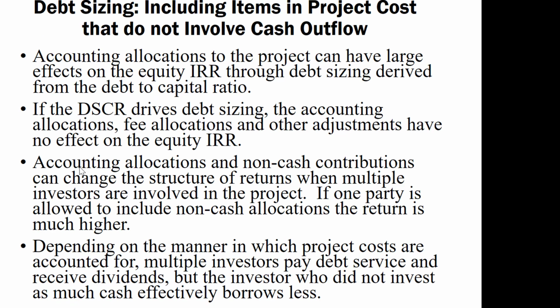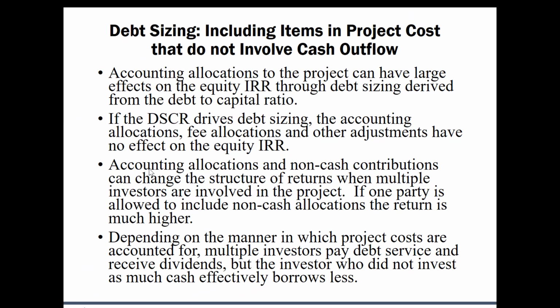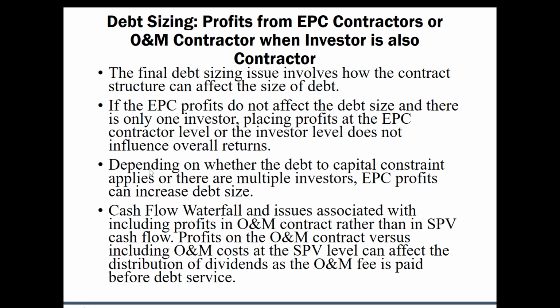Now, when you do that, they can have a big effect on the equity IRR. They can also involve how we allocate costs. They're significant issues. Okay, and if there are multiple investors, whether you assume that you're really spending money or that you're not spending money, it's a good way to allocate returns to different investors. Okay, and I talk here, you can read this stuff.